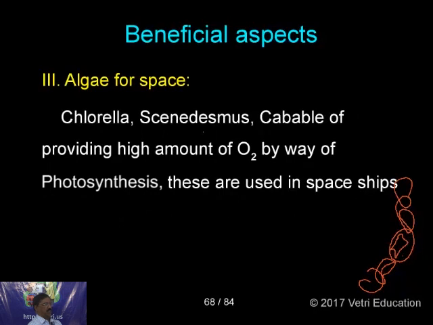Algae for space. So generally the chlorella, scenedesmus and chlamydomonas also are capable of providing a high amount of oxygen by way of photosynthesis. So these organisms are used in spaceships to get sufficient oxygen.